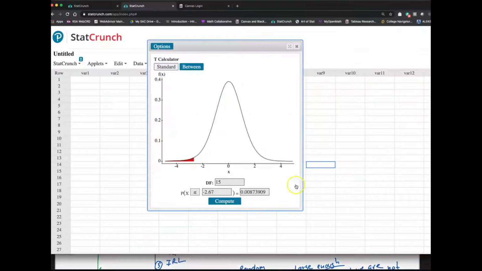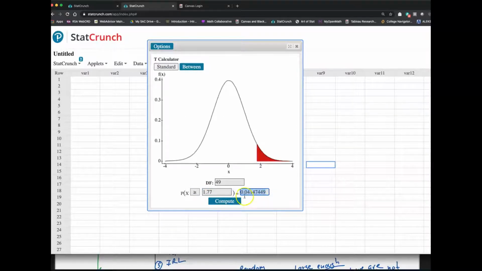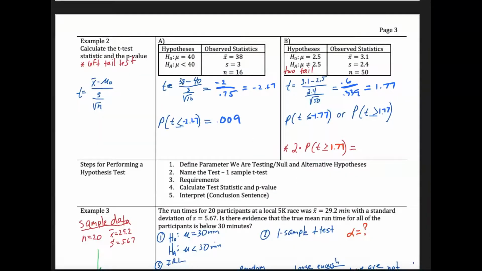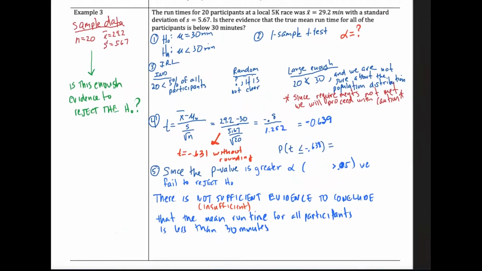So your n is 50, so your degrees of freedom will be 49. And then I'm going to do greater than or equal to 1.77. And you see we get a p-value of 0.041. Right here, this equals 0.041. And if we do the other tail, this would also equal 0.041. So what you can do is just multiply it by 2: 2 times 0.041, and so then you get 0.082. That would be your p-value, the probability of observing this test statistic in this two-tail test scenario.